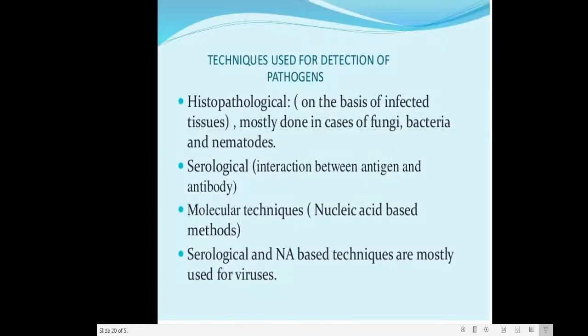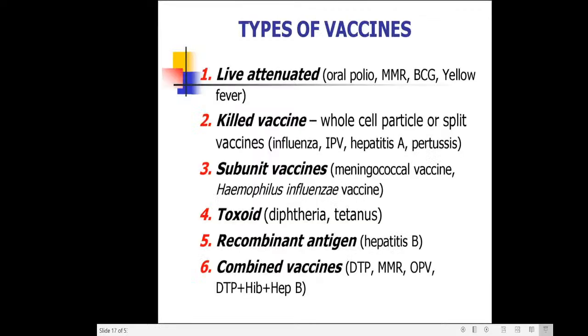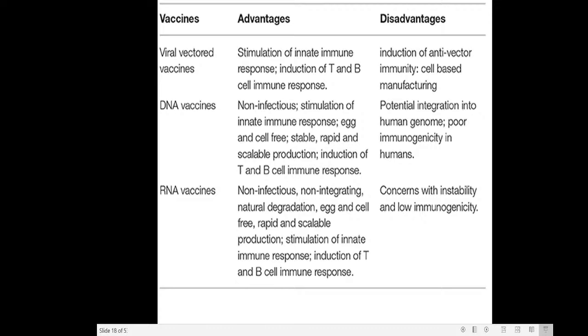In this viral vector vaccine, here are its advantages, and here we have different types. These are all the activation based types. These types are the function, the compound based one. If there is a viral vector vaccine, it stimulates the innate immune response. A very important thing: it stimulates the innate immune response. It also induces the T and B cell immune response.